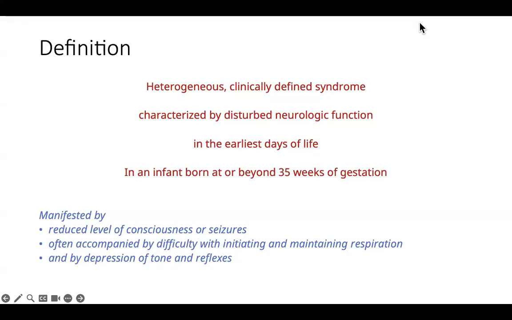Now, when we go to the definition, it's a heterogenic, clinically defined syndrome. We haven't got any biochemical markers or investigations to confirm the diagnosis as such. We go clinically. And this is characterized by disturbed neurologic function, that's your encephalopathy, in the earliest days of life as a neonate, typically in an infant born at or beyond 35 weeks of gestation.